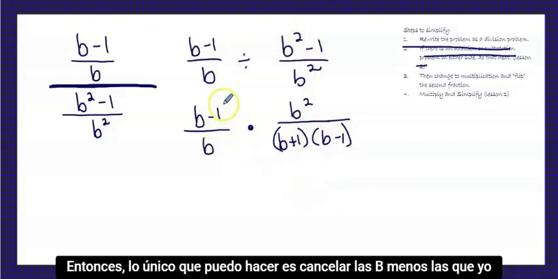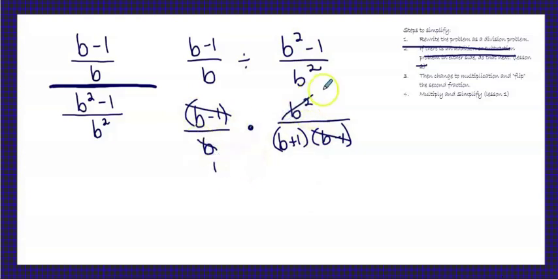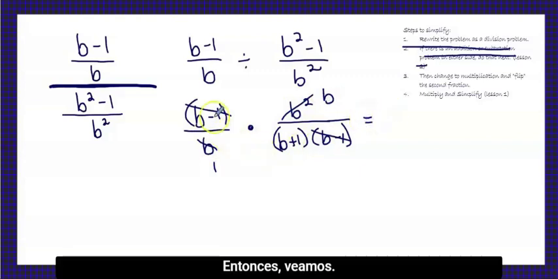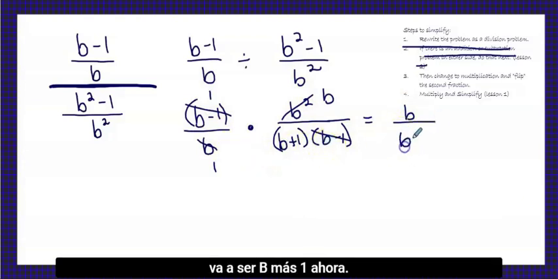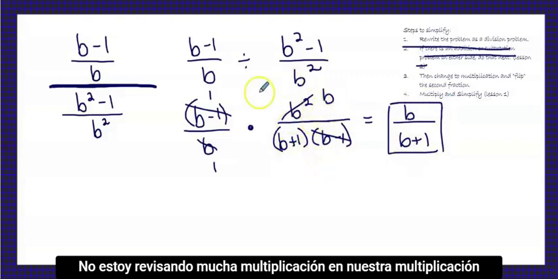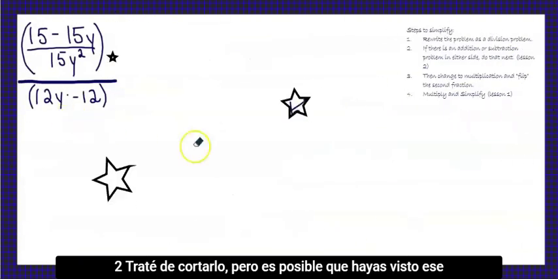So the only thing, I can cancel out the b minus 1s. I can also cancel the b and the b squared. Divide those by b. So let's see. This is a 1. The numerator is going to be b, and the denominator is going to be b plus 1. Now, I'm not reviewing a lot of multiplication and simplification here because I did those in lesson 1 and 2. I tried to cut it off, but you might have seen that one already.